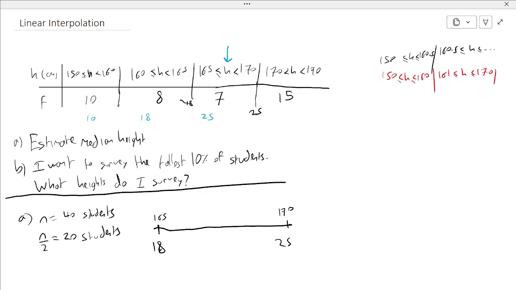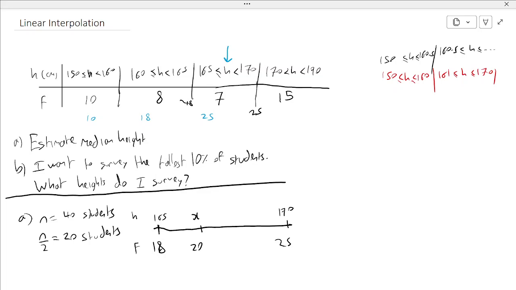We're interested, when we put them all in order, in student number 20. So I know that my 20 has to go down here, because these are my heights on the top and these are my frequencies, and 20 is a frequency. The number I'm asked to solve for is the median height, which is a height. Call it x, it's my unknown.